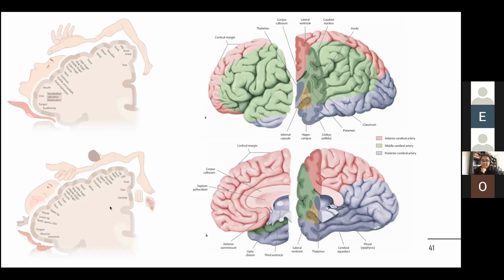So if your ACA is affected, you're more likely to have lower limb sensory loss or motor loss. Whereas if your middle cerebral artery is affected, you're likely to have upper limb sensory or motor loss. And the posterior cerebral artery controls the occipital lobe. So then you'll have loss of vision of that one side. We'll talk more about strokes.